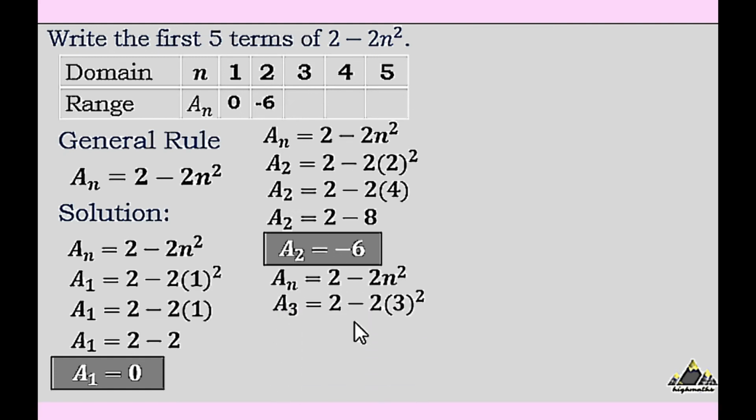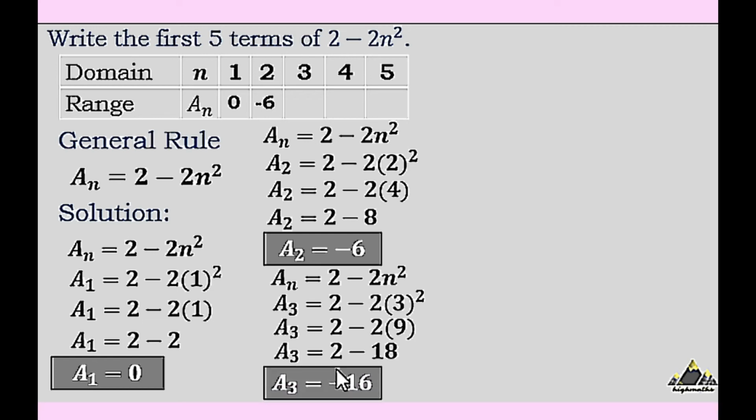For our third term, substitute 3 to our variable n. So, a sub 3 equals 2 minus 2 times 3 squared. So, 3 squared is just 9. So, 9 times 2, we have 18. So, we have 2 minus 18, that is negative 16. That means our third term is negative 16.